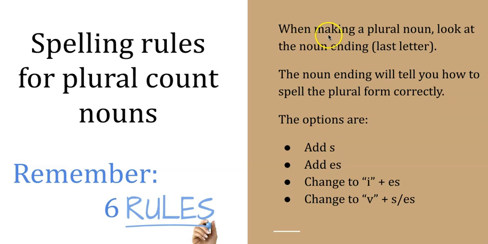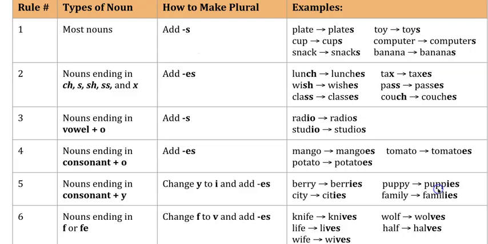When you want to make a noun plural, you need to look at the noun ending, the last letter. The noun ending will tell you how to spell the plural form correctly. Here are the 6 rules, how to make the change, and the examples.